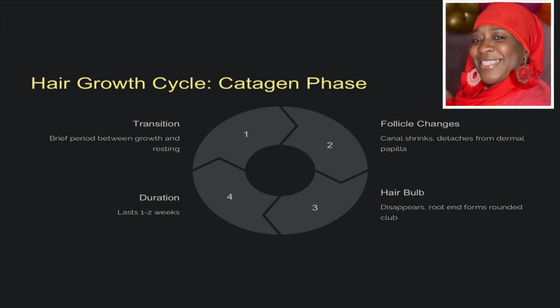The catagen phase is the brief transition period between the hair follicle's growth and resting phases. The follicle canal shrinks and detaches from the dermal papilla. The hair bulb disappears, and the shrunken root end forms a rounded club. Less than 1% of scalp hair is in the catagen phase at any time. This phase lasts 1 to 2 weeks.